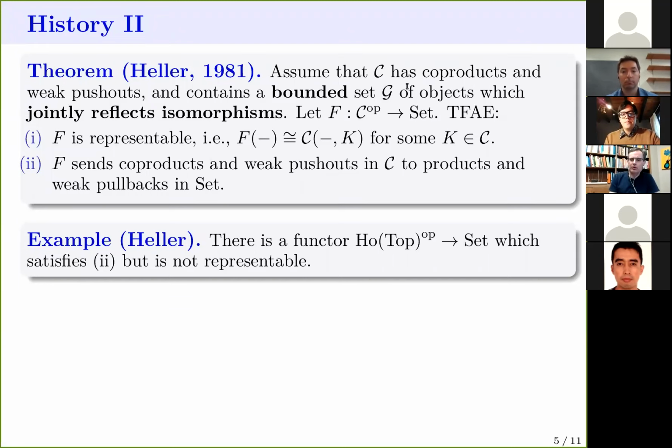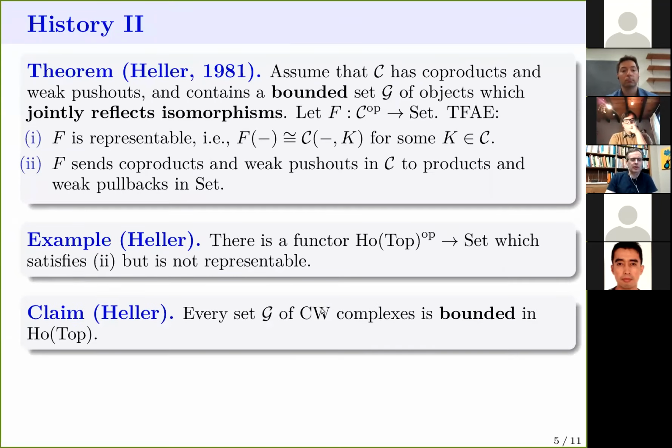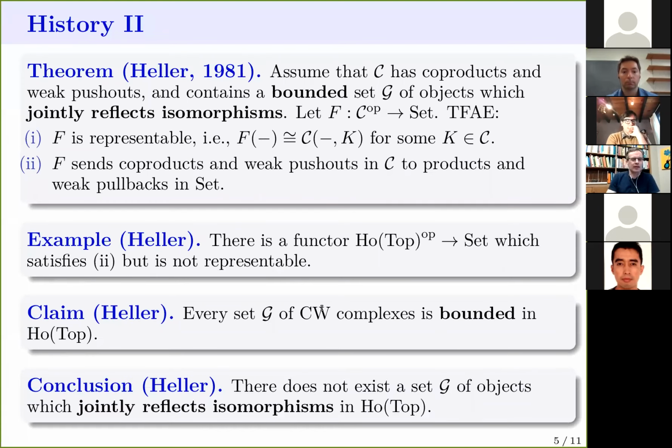So the category of spaces, the homotopy category does have coproducts. It does have weak pushouts. So it must be one of these two bolded properties that fails. So this is where Heller said, obviously, every set of CW complexes is bounded in the homotopy category of spaces. And then he said, therefore, there must not exist a set of objects which jointly reflects isomorphism.